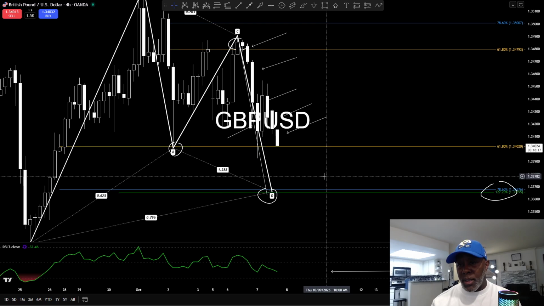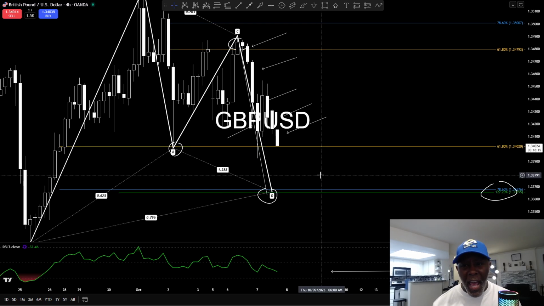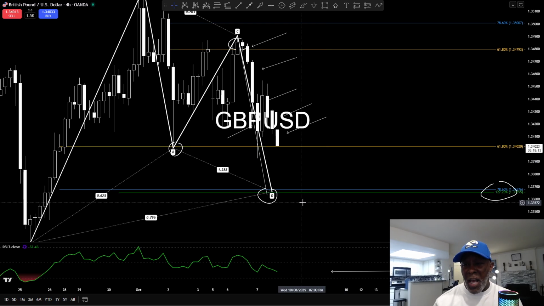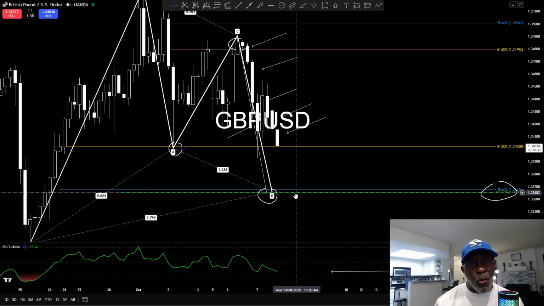My problem with this, it's not really a problem. It's a good problem to have, but it kind of messes the stuff up, because now it'd be too close to what I would consider a target. So it's taking the trade opportunity off the table.